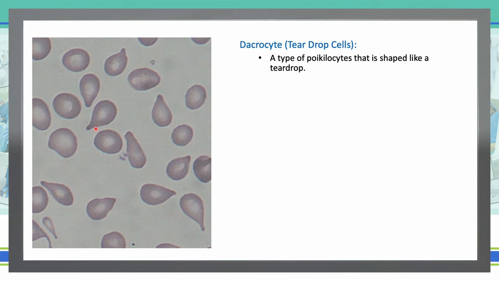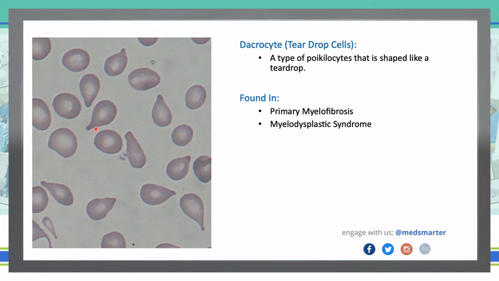Teardrop cells are associated with myelofibrosis and myelodysplastic syndrome. As they are associated with myelofibrosis, they are also theorized to be formed due to mechanically squeezing out from the bone marrow as a result of the infiltrative process.